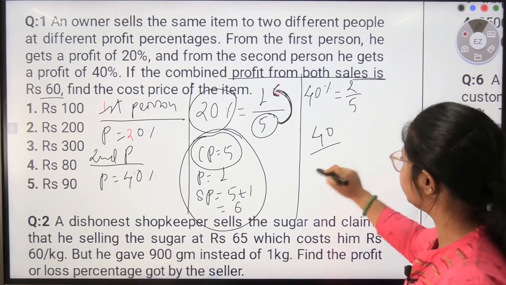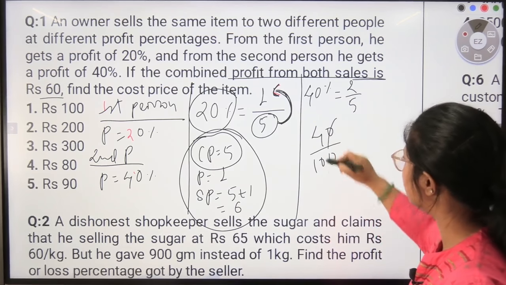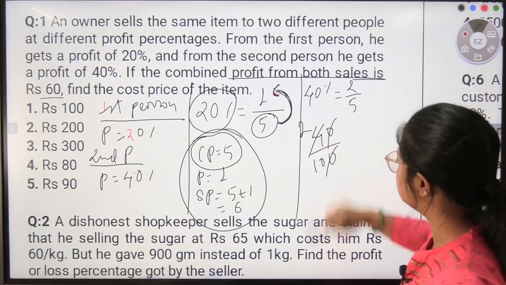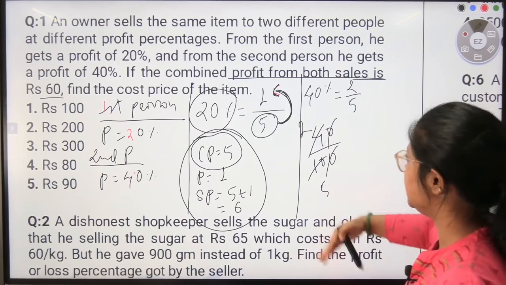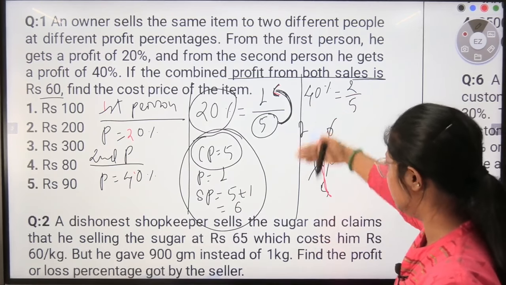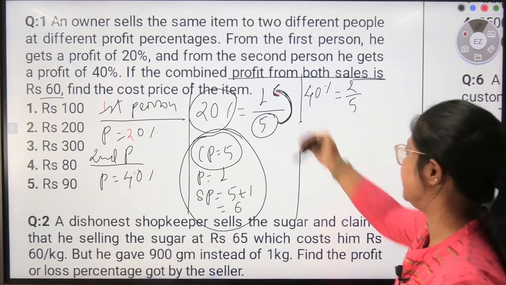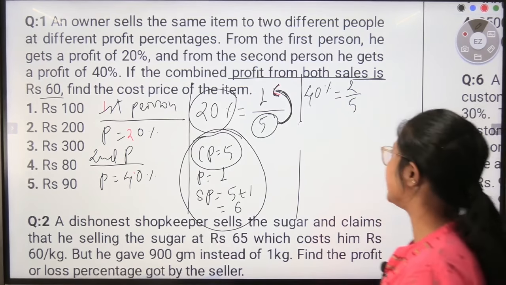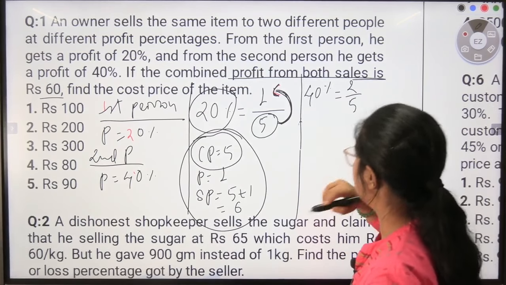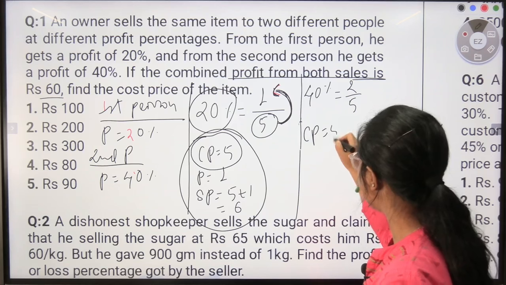So 40% means 40 by 100. So 2 2s are 4 and 2 5s are 10. That means 40% is equivalent to how much? 2 by 5 in fractions.